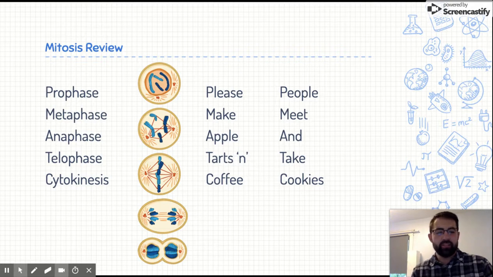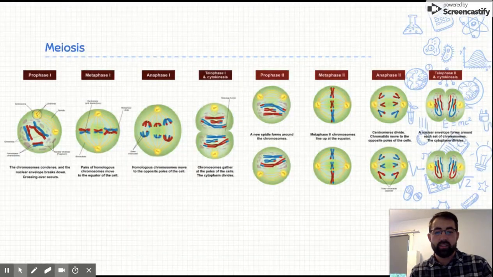That's the 5 stages of prophase, metaphase, anaphase, telophase, cytokinesis. I find mnemonics helpful, so if those help remember, it's like please make apples, tarts, and coffee, or people meet and take cookies. Come up with your own is even better than using these. And it's a way of remembering the order. If you don't remember how mitosis works, please review the previous unit and make sure to understand how that happens, because in meiosis, it happens twice with some key differences.